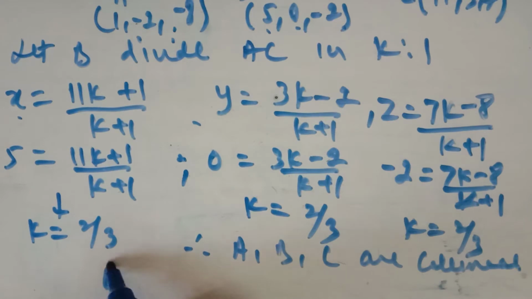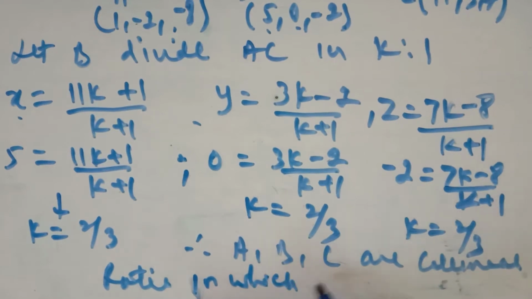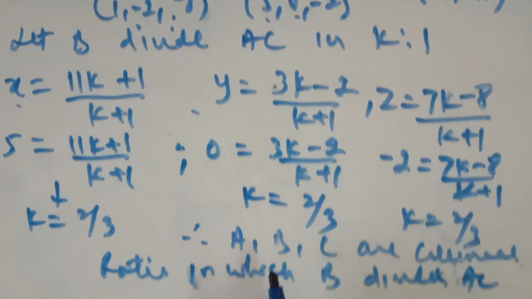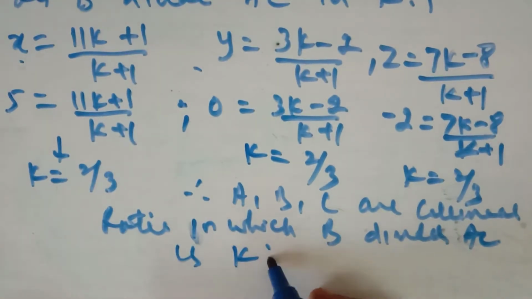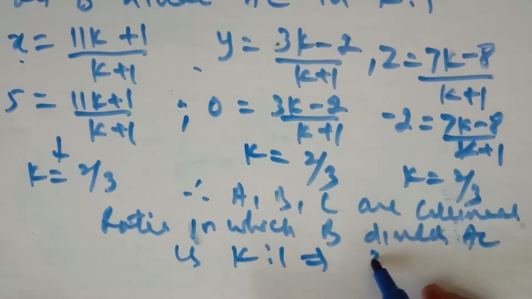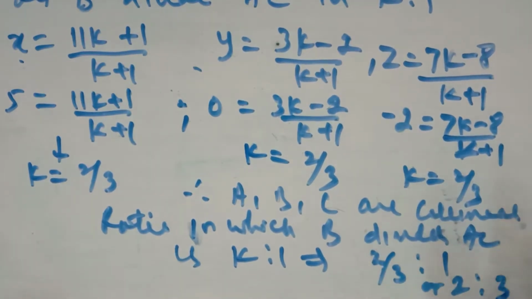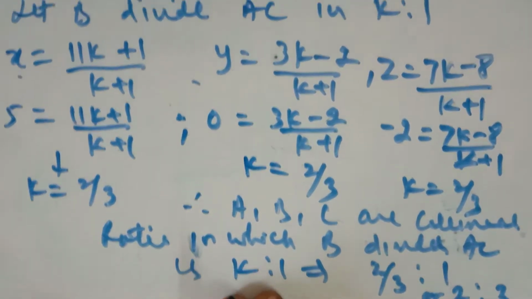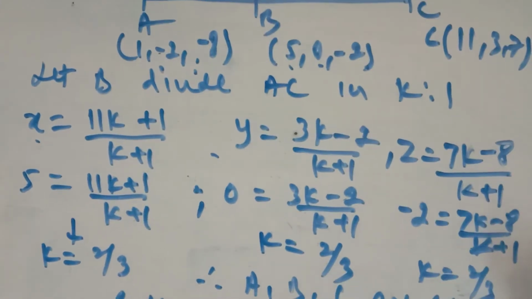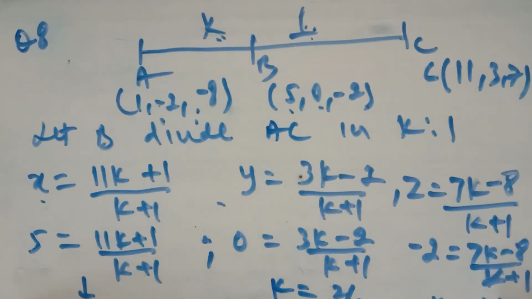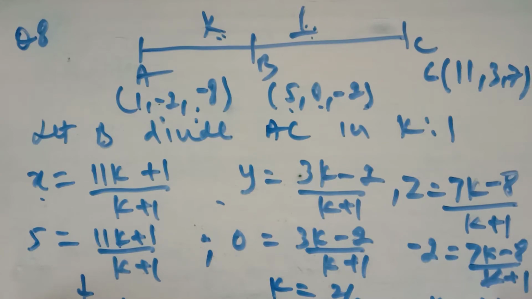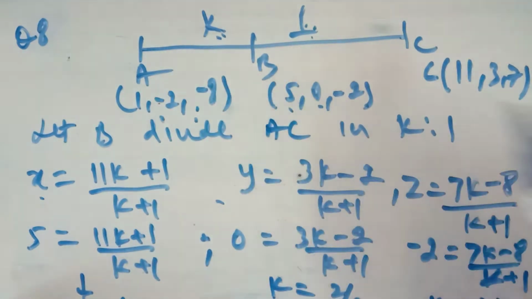Now you have to find the ratio in which B divides AC, which is K is to 1. It means 2 upon 3 is to 1, or 2 is to 3. So like this, you can use the section formula to find whether these 3 points are collinear or not, and to find in what ratio B divides AC.